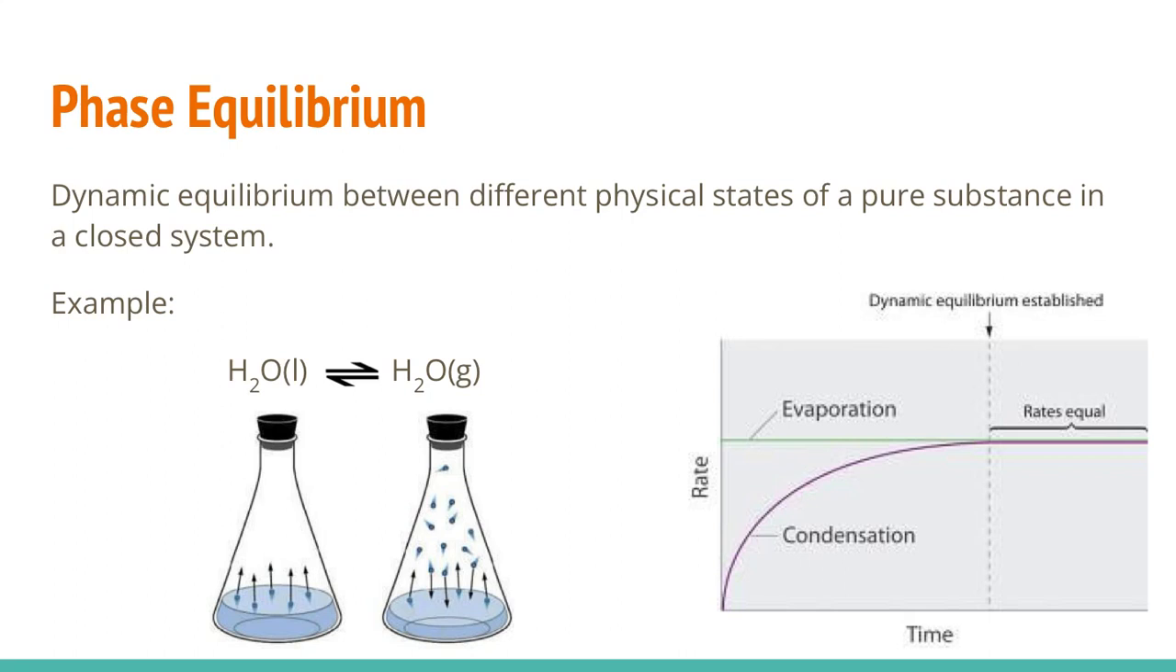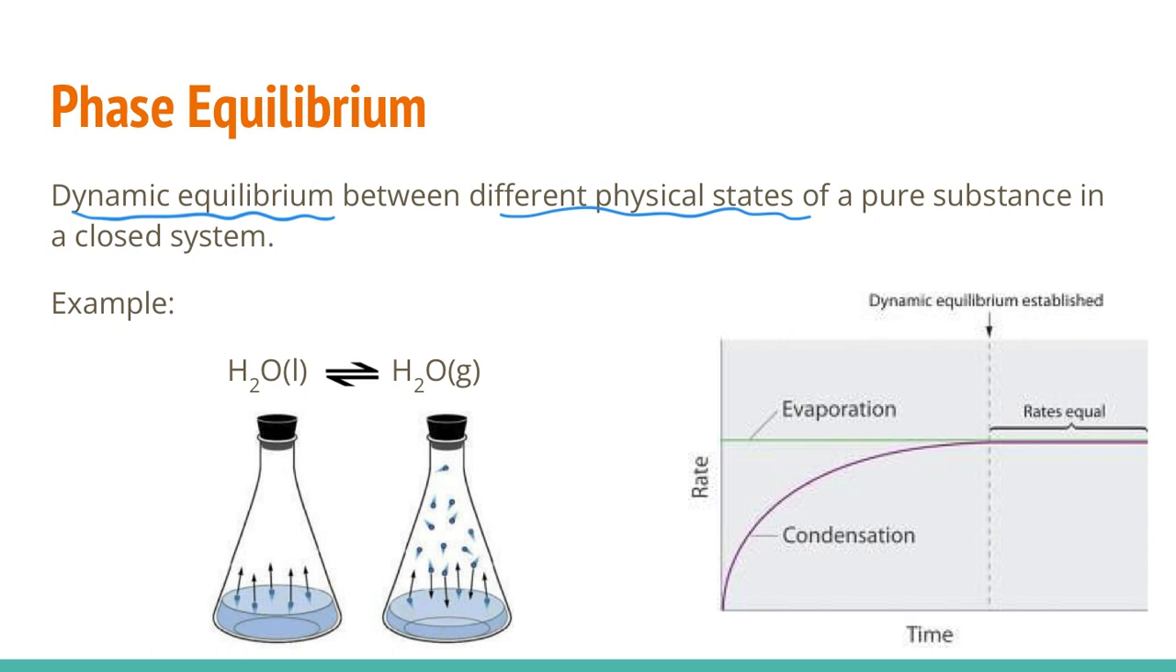In this video, we're going to take a look at Raoult's law. And so we first need to start off and talk a little bit about phase equilibrium and what that is. So a phase equilibrium is a dynamic equilibrium between different physical states of a pure substance in a closed system.